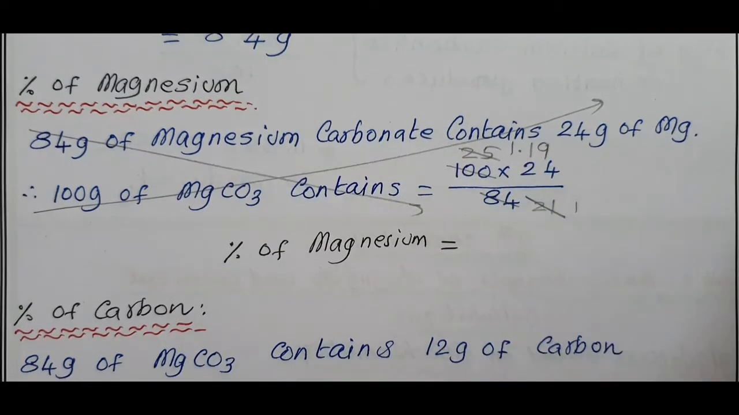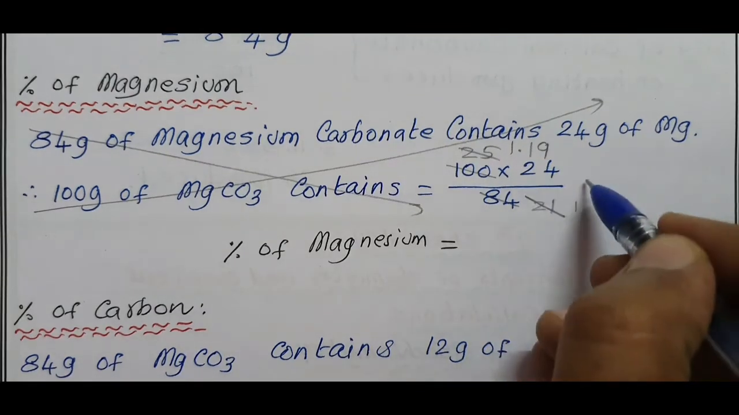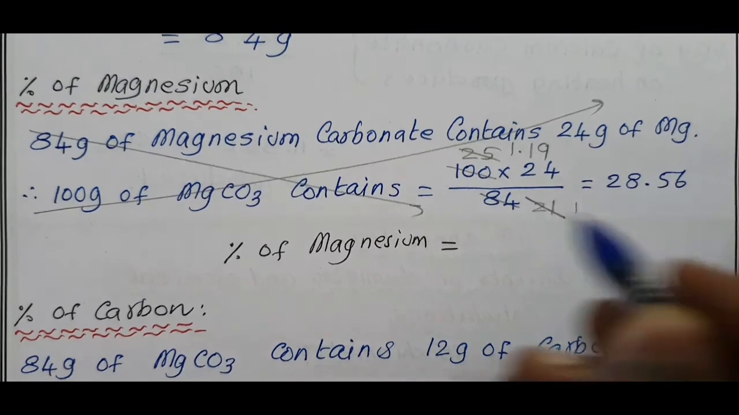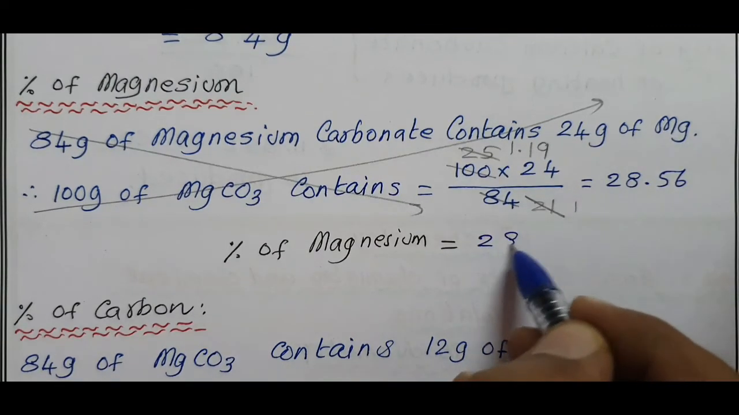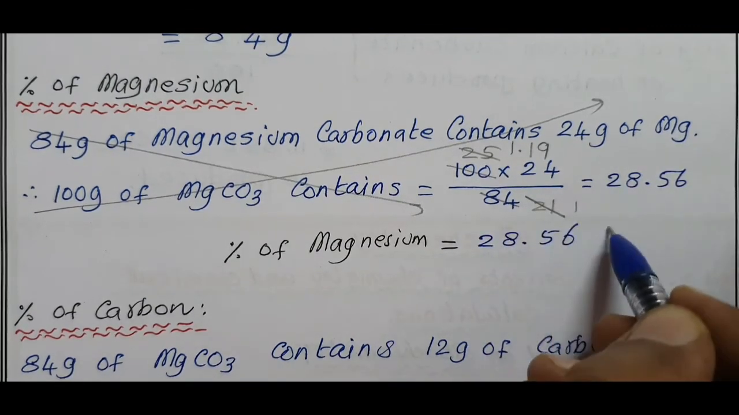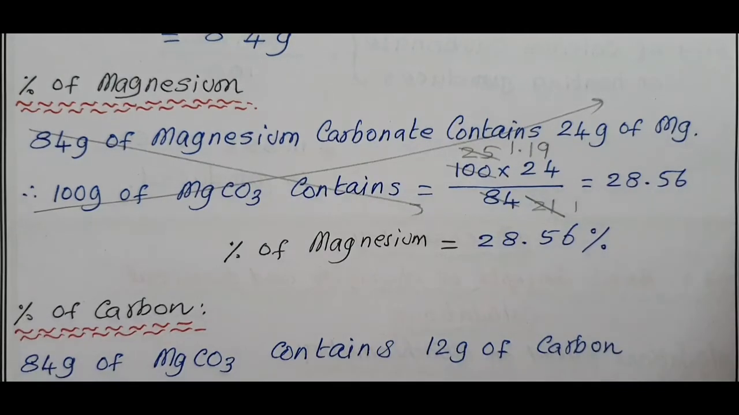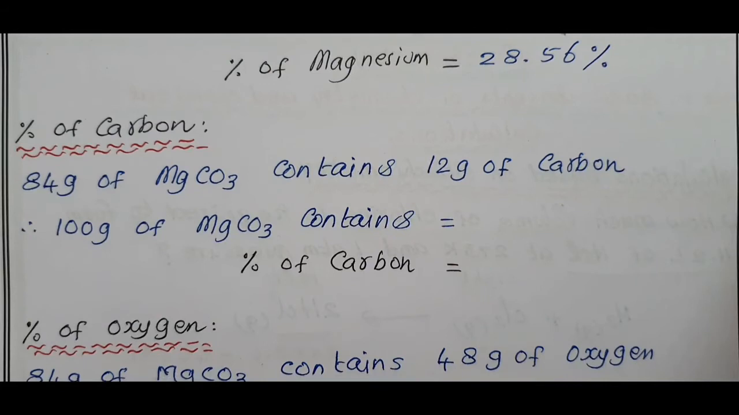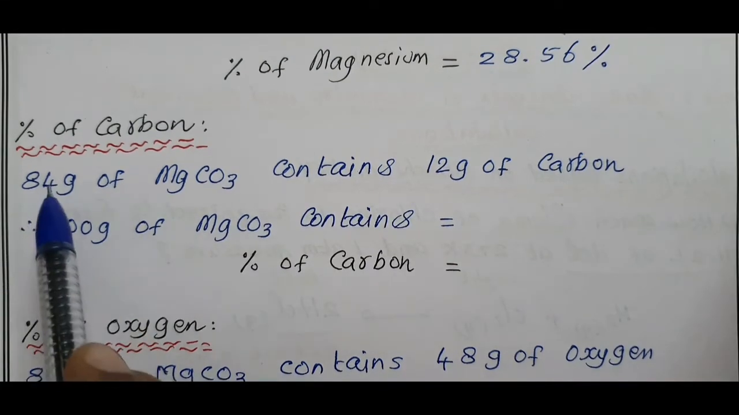When you multiply 1.19 into 24, you will get the answer 28.56. Therefore, the percentage of magnesium in magnesium carbonate is 28.56%. Come to the calculation of percentage of carbon.